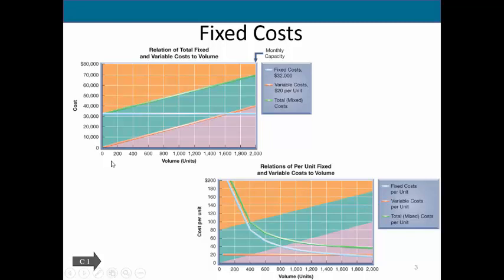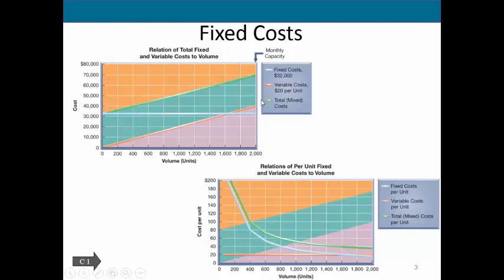So what we can see here with fixed costs, no matter what the volume is, our costs do not change because the basic rule of fixed costs is that fixed costs are not dependent on volume. So no matter what our volume is, fixed costs are going to stay the same. So in this example here, we've got fixed costs of approximately 32,000. So it doesn't matter if we make 0 units or 2,000 units, our fixed costs are always the same.